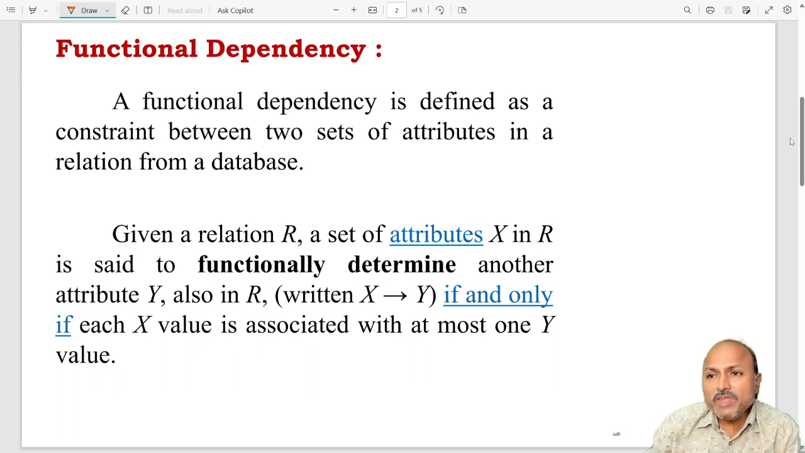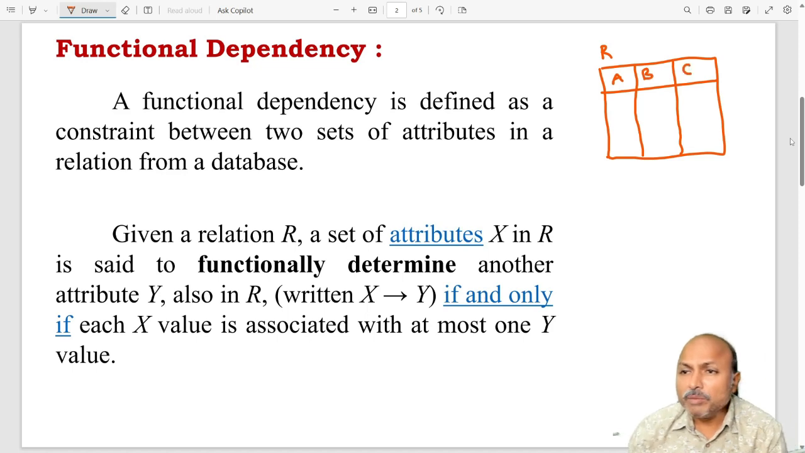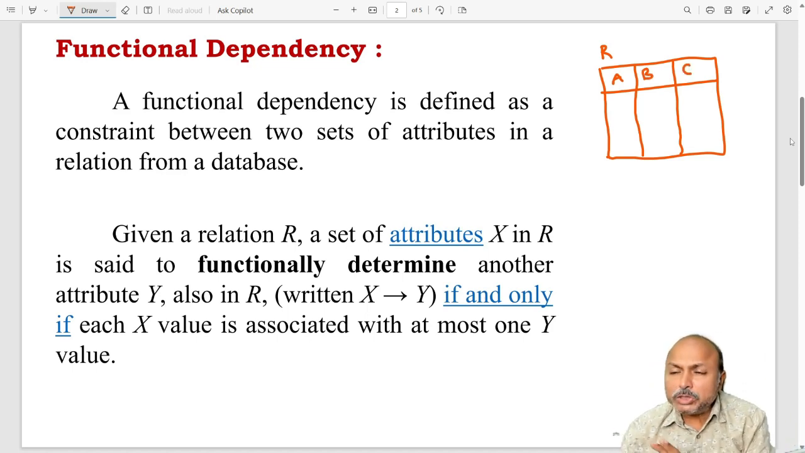Let us consider one relation, then we will understand what is meant by functional dependency. Suppose this is a relation R, that means table R. No doubt, each table must have some attributes. Suppose let us say attributes are A, B, C. That means relation R has three attributes A, B, C.